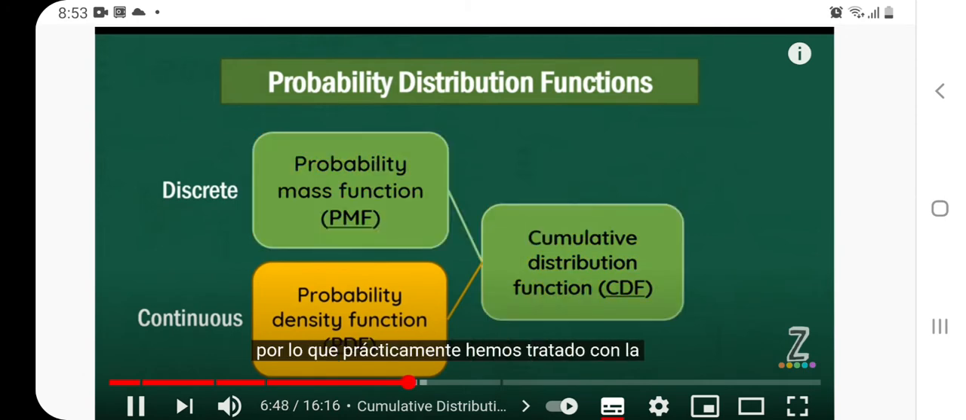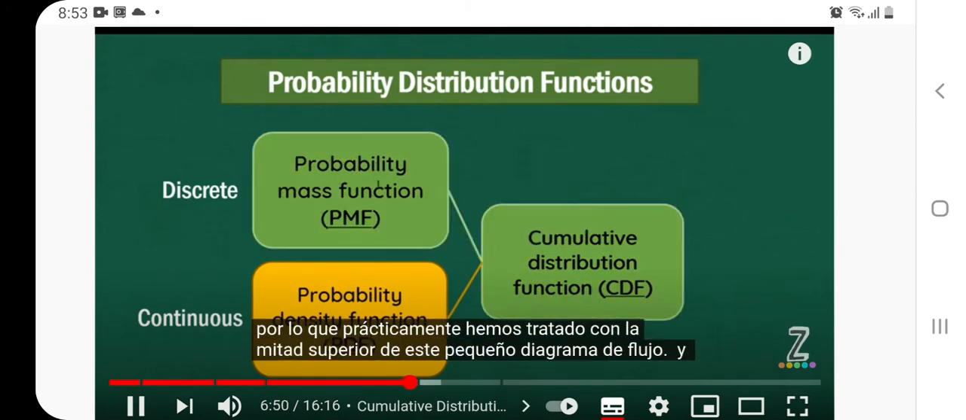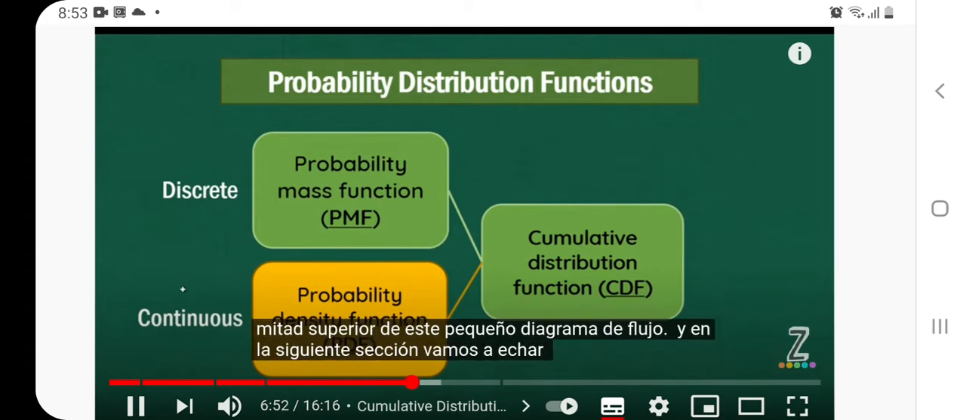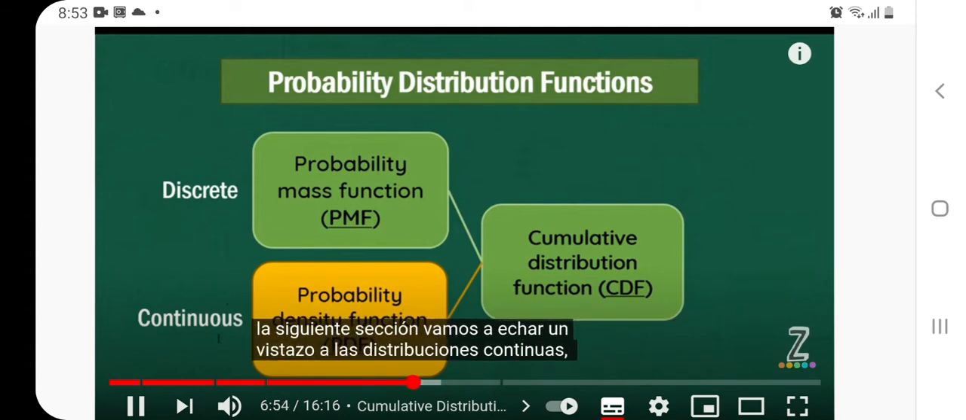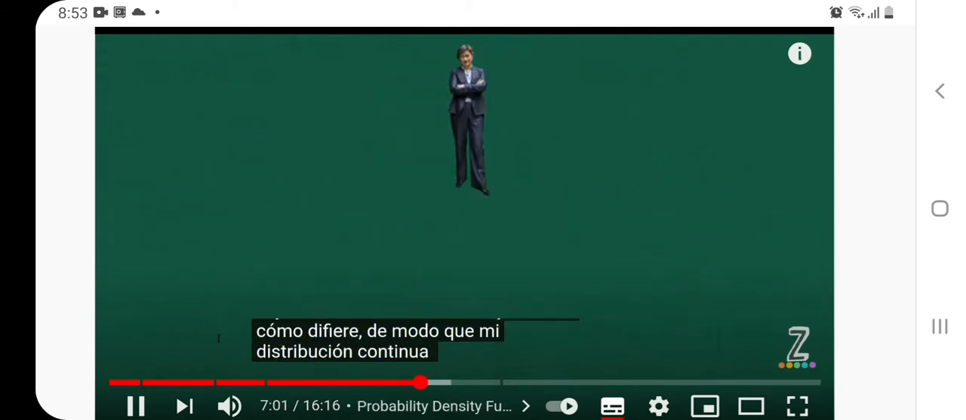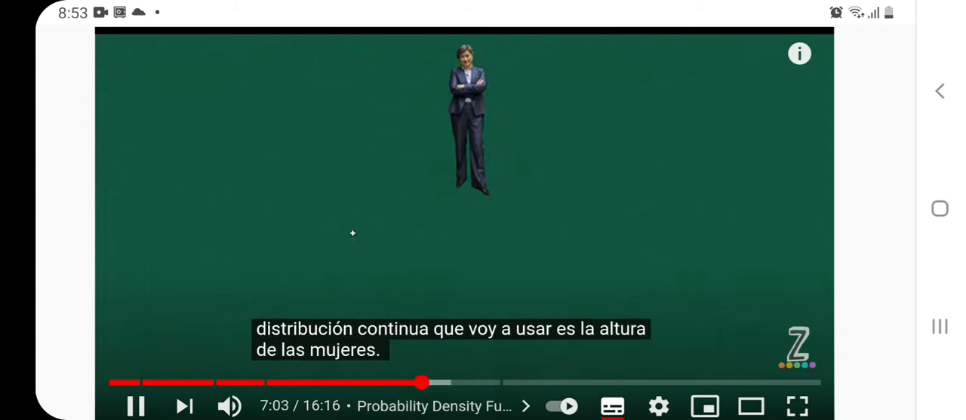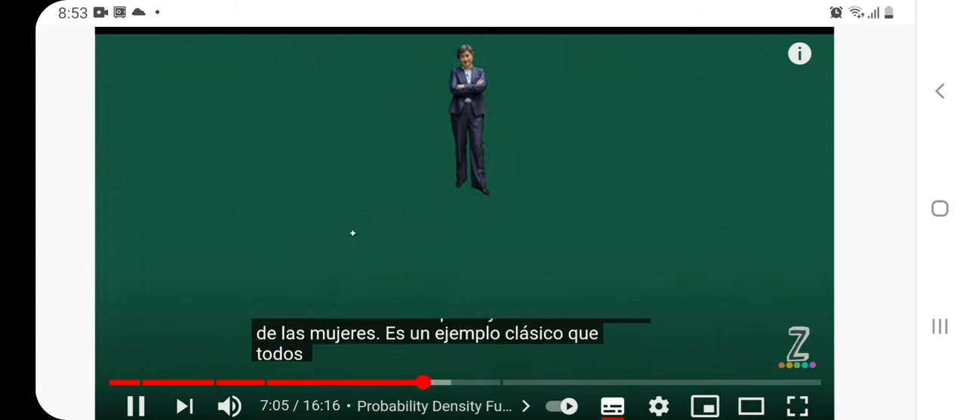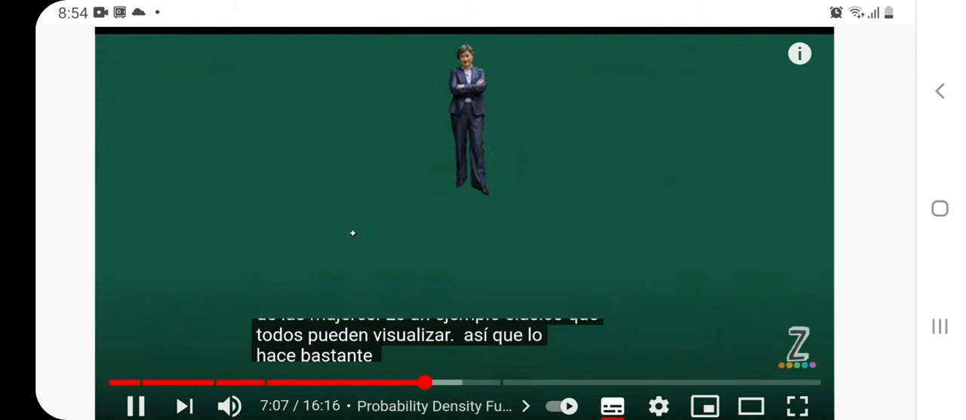So we've pretty much dealt with the top half of this little flow diagram. And in this next section, we're going to have a look at continuous distributions. So let's jump straight into that and see how it differs. So the continuous distribution I'm going to use is the height of women. It's a classic example that everyone can visualize, so it makes it pretty simple.